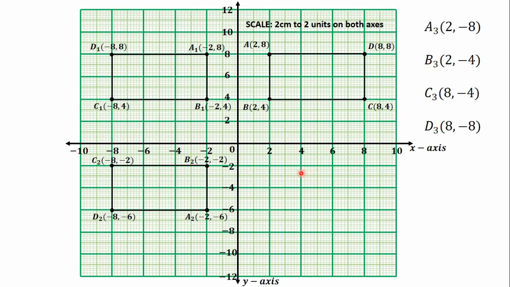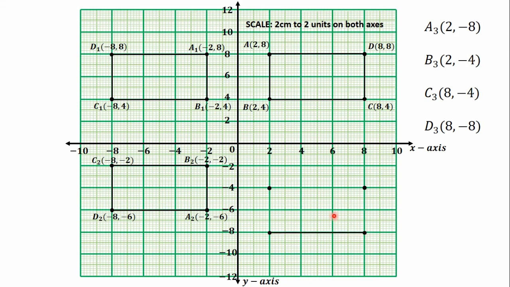A3 has the coordinates 2, minus 8, so 2 on the x-axis and minus 8 on the y-axis. That will be at this point. B3 has the coordinates 2, minus 4, so 2 on the x-axis, minus 4 on the y-axis. So we have that here. C3 has the coordinates 8, minus 4, so 8 on the x-axis, minus 4 on the y-axis. That will be at this point. And D3 has the coordinates 8, minus 8, so 8 on the x-axis, minus 8 on the y-axis. That will be at this point.